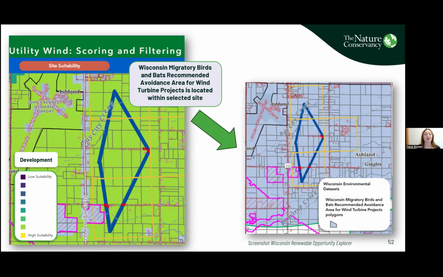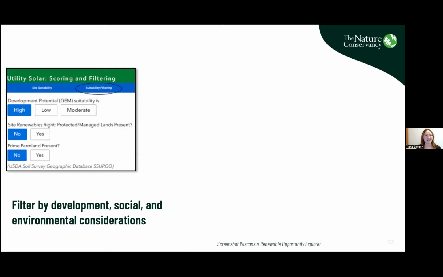So this is why the tool works really well when you use it iteratively, running environmental and social layers together to be able to get a holistic view of a specific project site. All right, the last aspect of the tool that I'm going to show you today is looking at suitability filtering. So this might be helpful identifying areas that meet specific social, environmental, and development conditions.